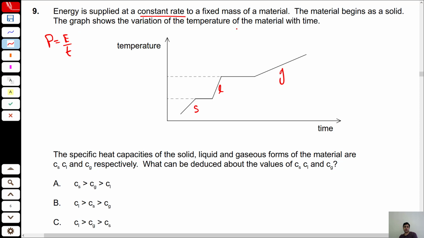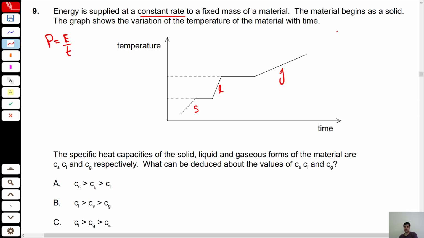The graph shows the variation of the temperature of the material with time. The specific heat capacities of the solid, liquid, and gaseous forms of the material are given, respectively. What can be deduced from the values of the specific heat capacity? So we need to figure out which one is the largest and which one is the smallest, liquid or gas or solid, in the correct order, ascending or descending.